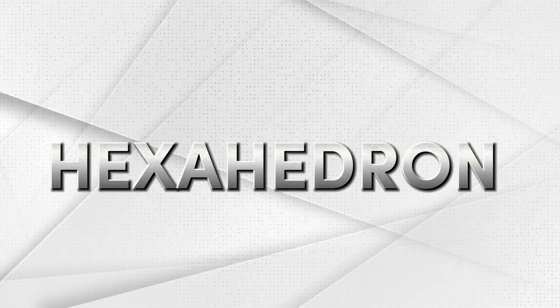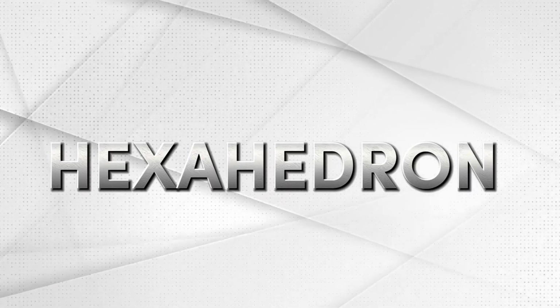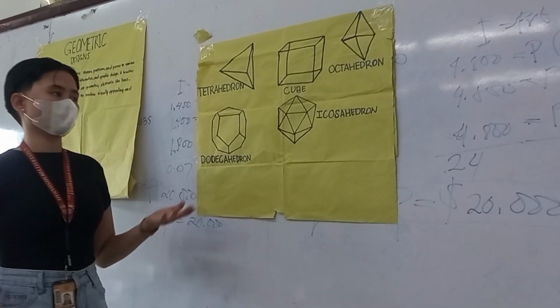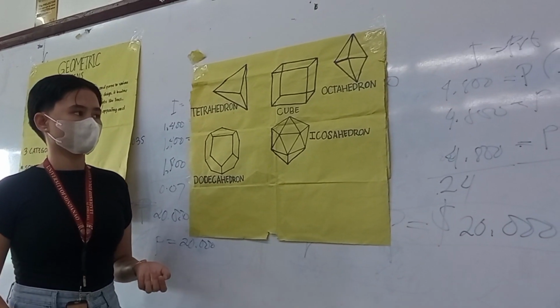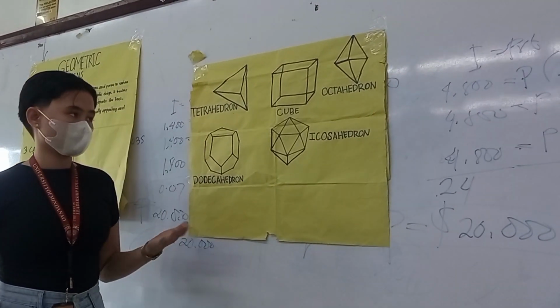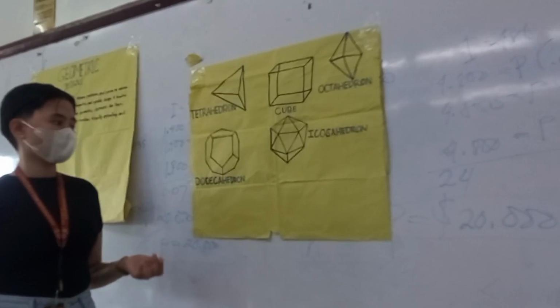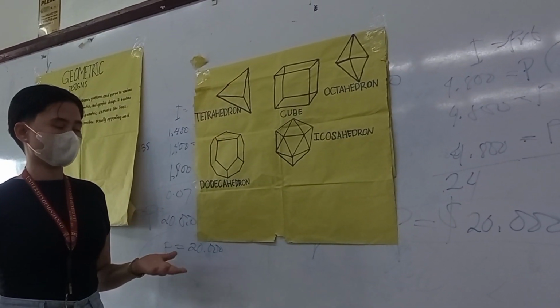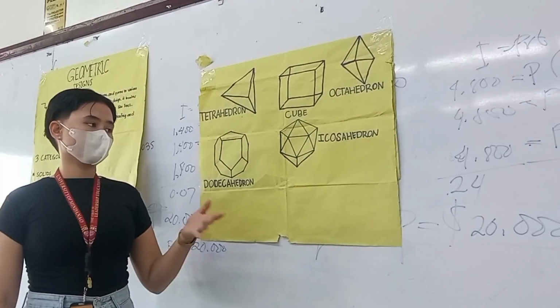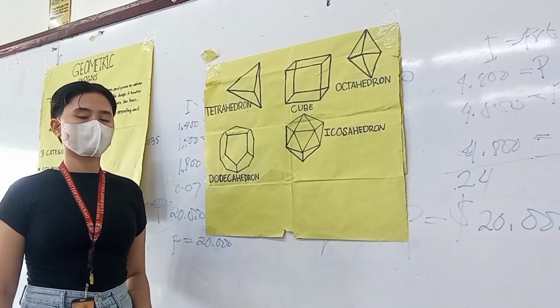Next is the hexahedron. A hexahedron is a three-dimensional geometric figure that has 6 faces. The most common example of a hexahedron is a cube, which has 6 identical square faces. Each face is a quadrilateral, and the figure has 12 edges and 8 vertices.